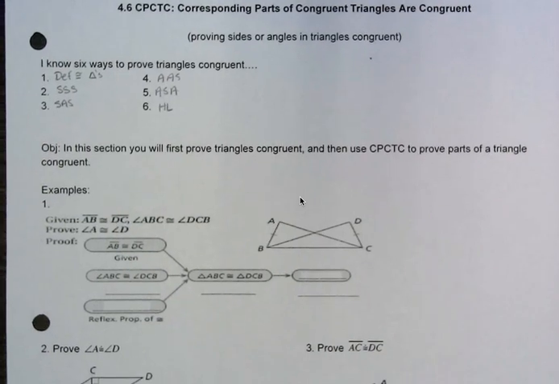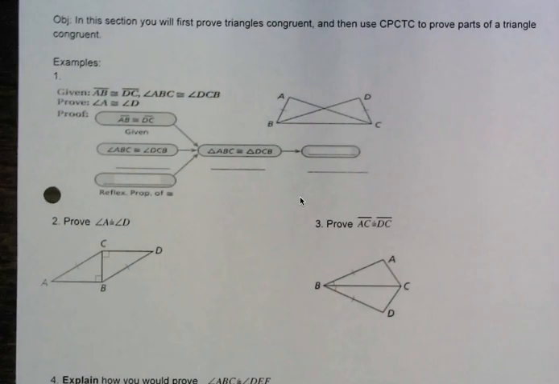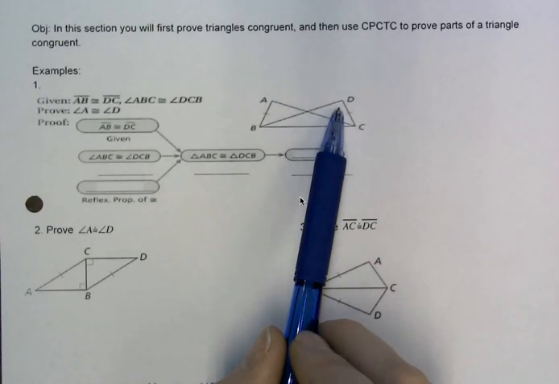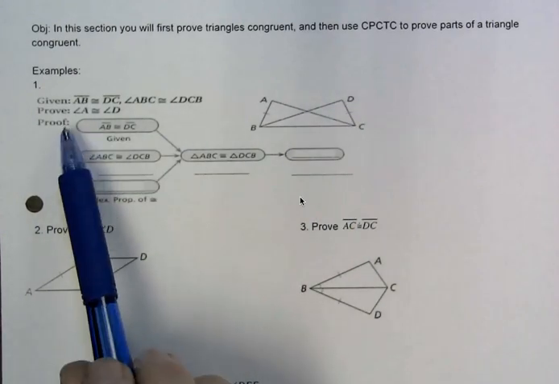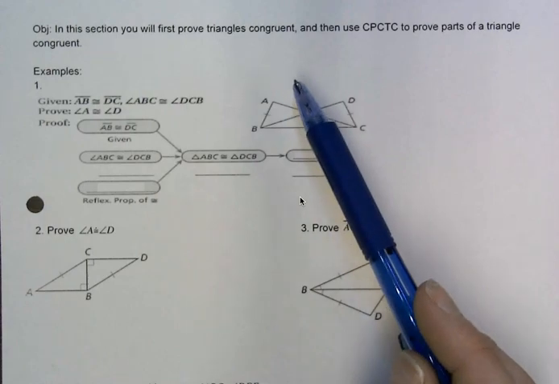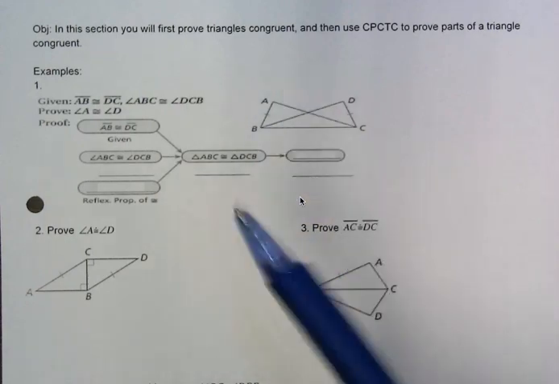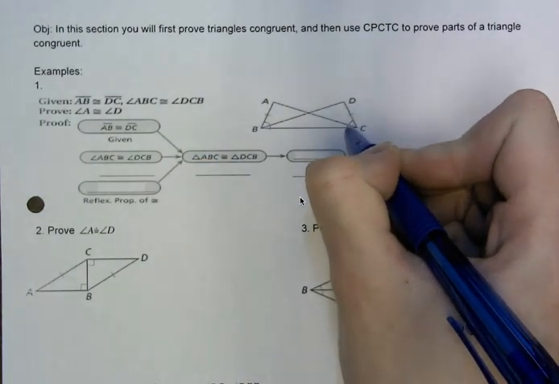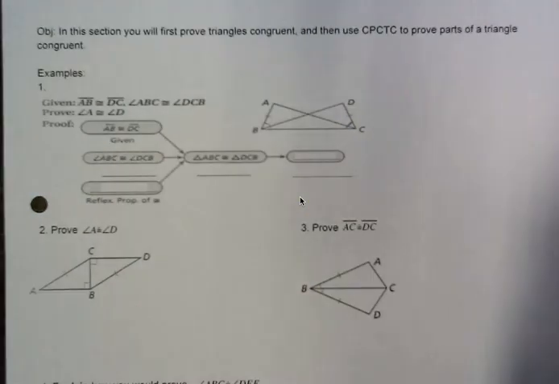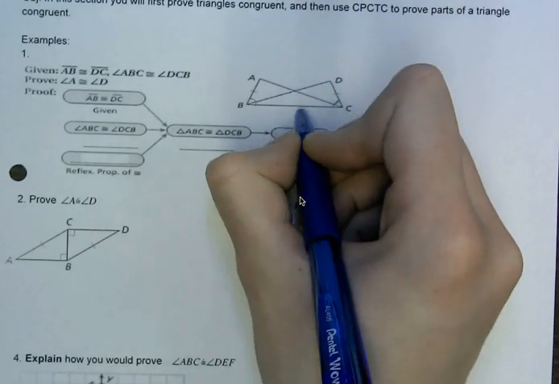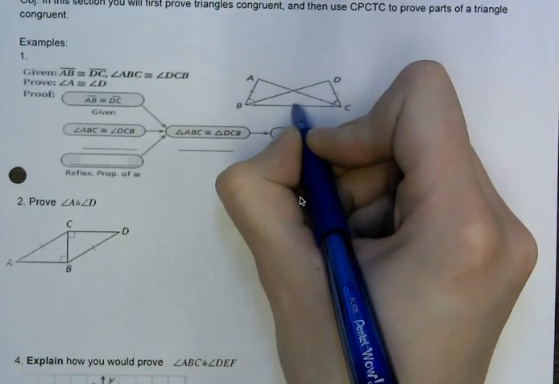Okay, so let's do a couple examples here together. In this section we are trying to show that angle A is congruent to angle D. And here's what we're given. We're given AB is congruent to DC and angle ABC, this angle right here, is congruent to angle DCB. So what I always like to look for is a shared side. So I do have a shared side right here. And I'll use 2 markings since we already have one on there.